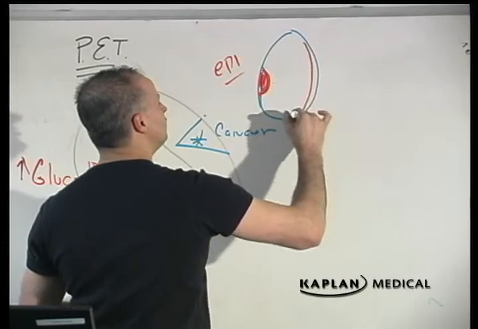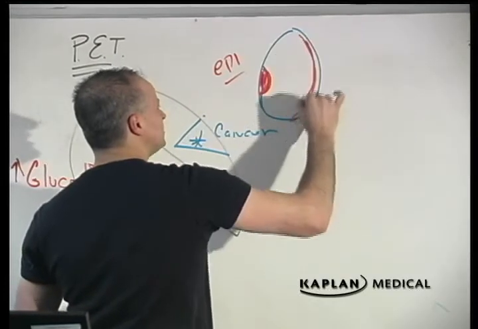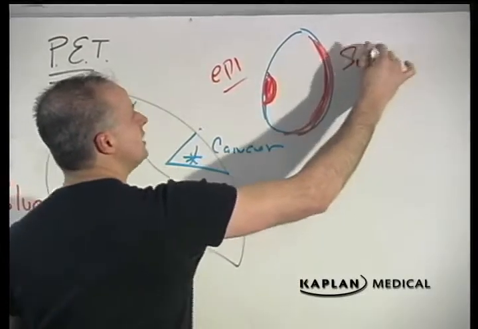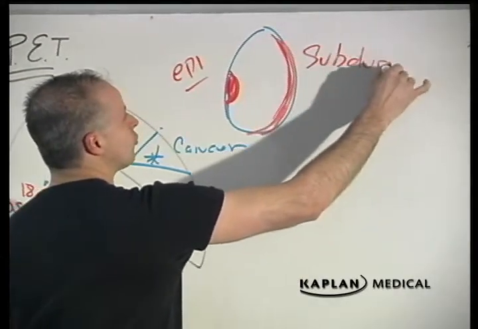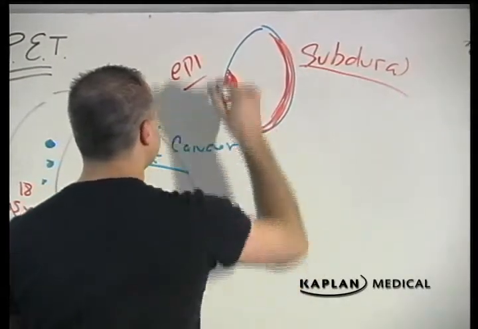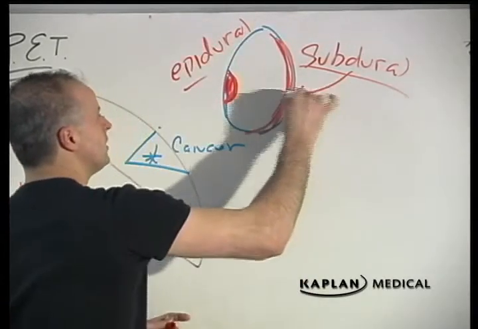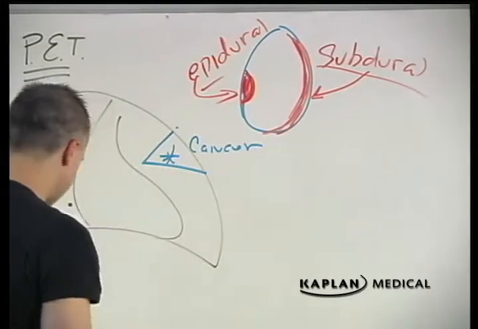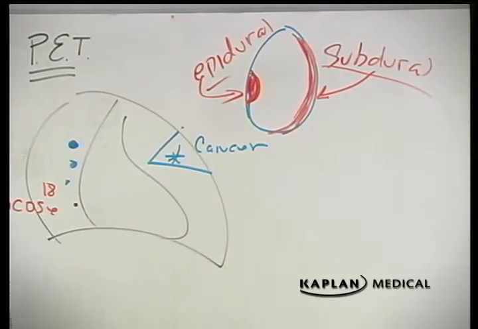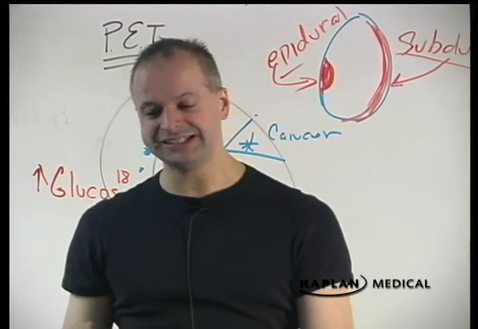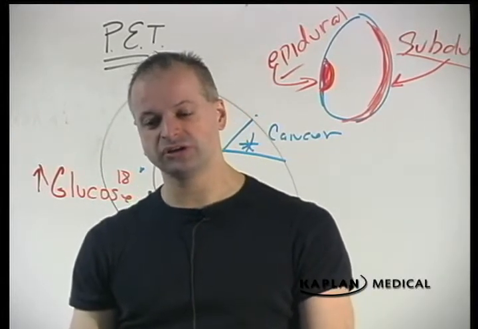Subdurals are venous bleeds. Because they're venous bleeds, they're lower pressure. Because they're lower pressure, the venous bleed conforms and goes around the shape of the brain. Now, you can herniate with either one of them. It's just that one makes a different shape than the other. The most accurate test for blood is a CT scan without contrast.